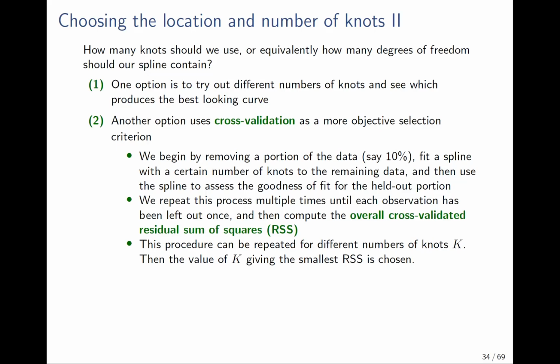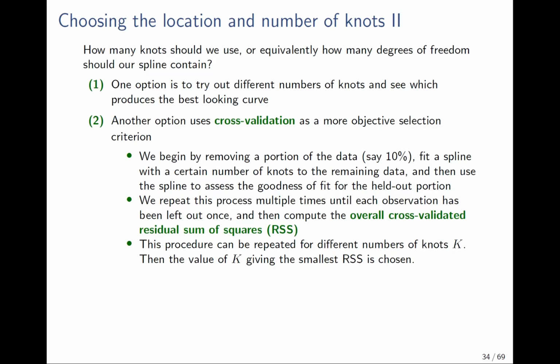And in certain situations, this will be a good way of doing it, because rather than automating things, there's a certain amount of domain knowledge that can be used in knot selection. Another option is to automate it, to use cross-validation, and there's a review slide later in the lecture that explains what cross-validation is, as a more objective selection criteria.